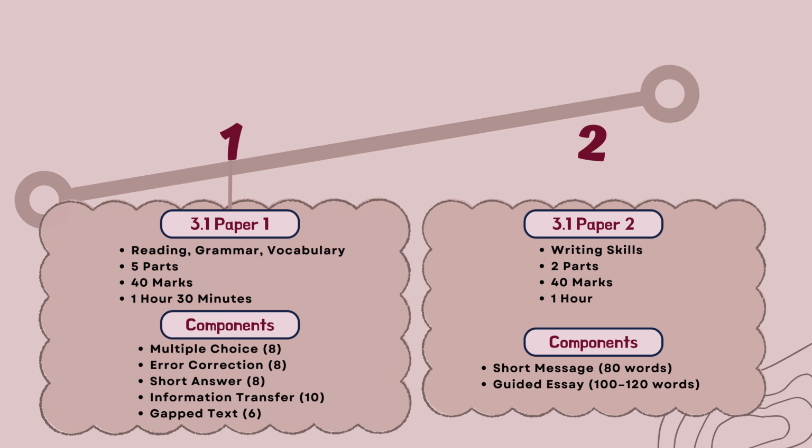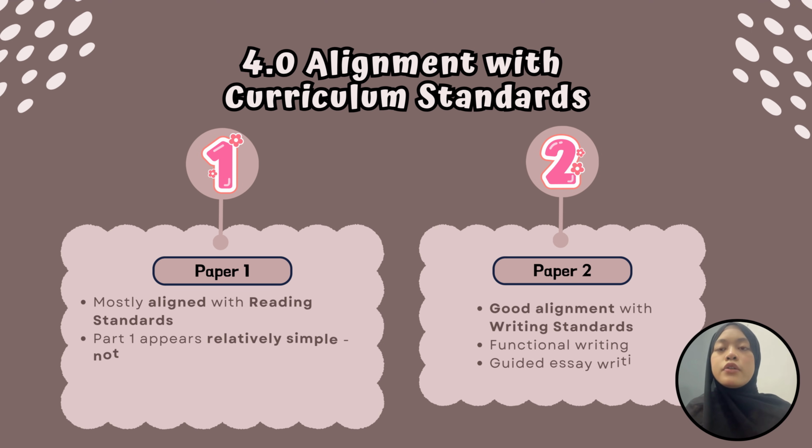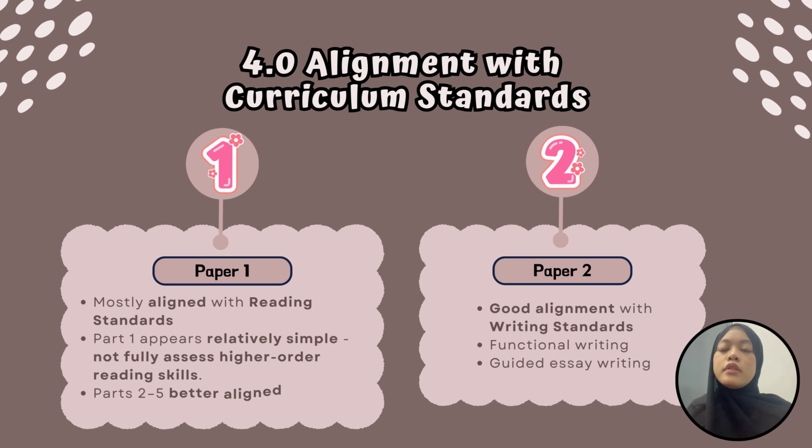Next, we analyze the alignment of both papers with the standard-based English language curriculum, or SBELC, for Form 3. For Paper 1, most sections are aligned with the reading-related learning standards. However, Part 1 appears relatively simple because students only need to identify directly stated information from short text. As a result, these questions may not fully assess higher order reading skills expected at the Form 3 level.